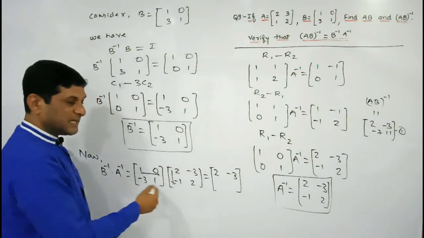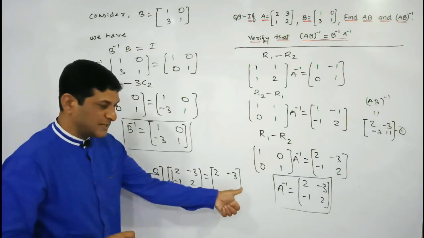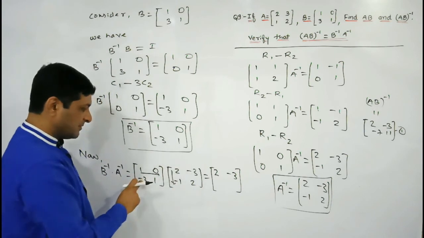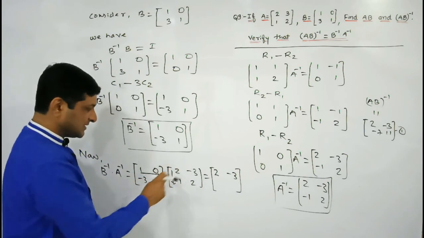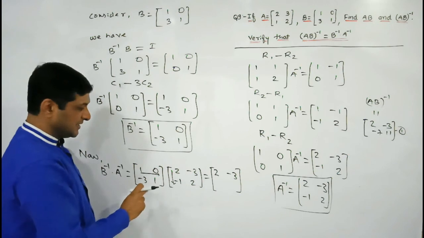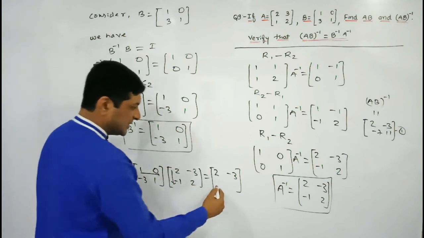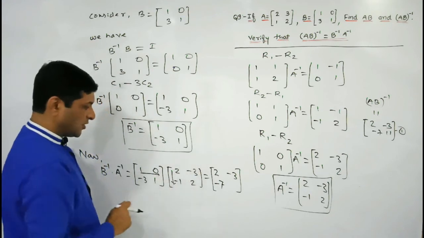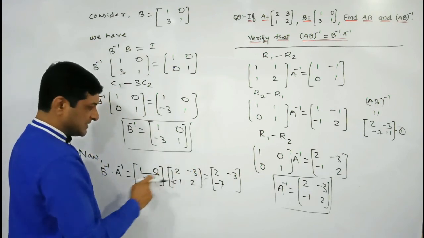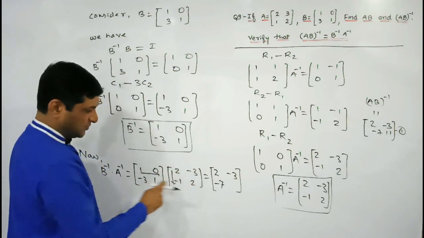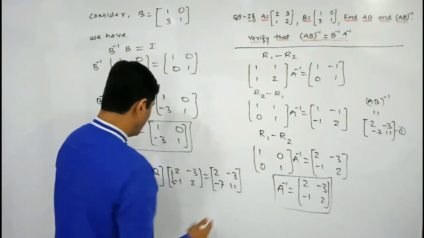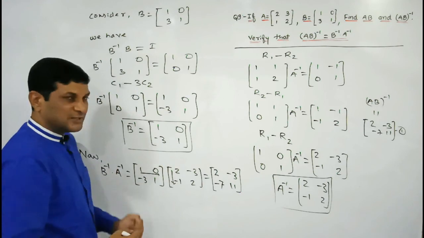Now I am using the elements of the second row, so here also we will get the elements of the second row. Multiply second row by first column. So here this product is minus 6 and this product is minus 1. Minus 6 minus 1 is minus 7. Now multiply second row by second column. So here this product is 9 and this product is 2. 9 plus 2 is what? 11. So in this way we have got the value of B inverse into A inverse.